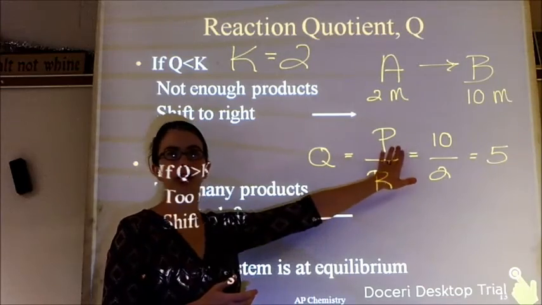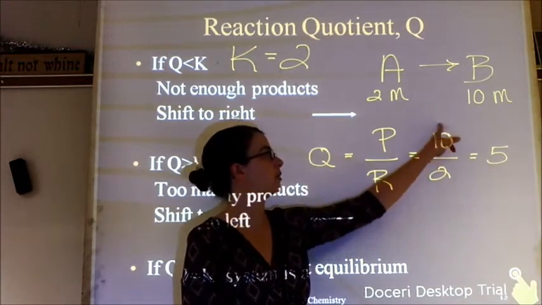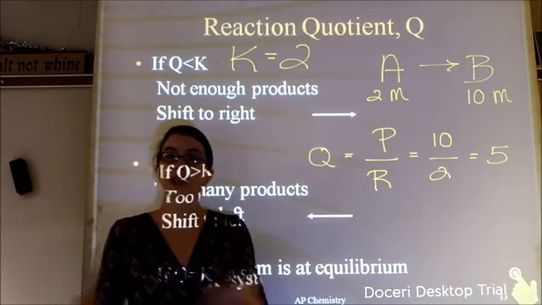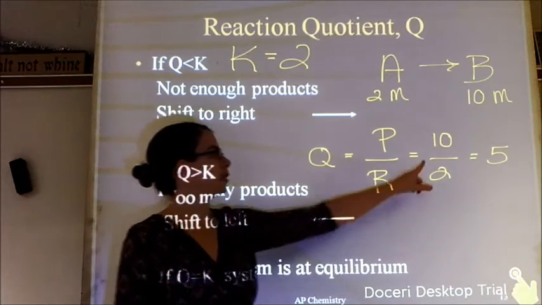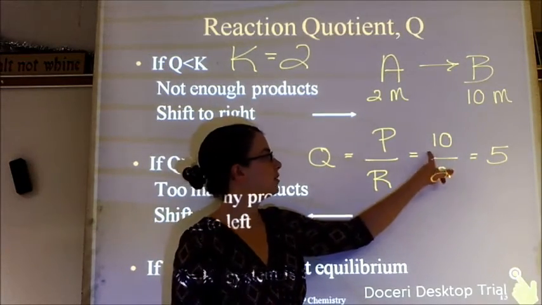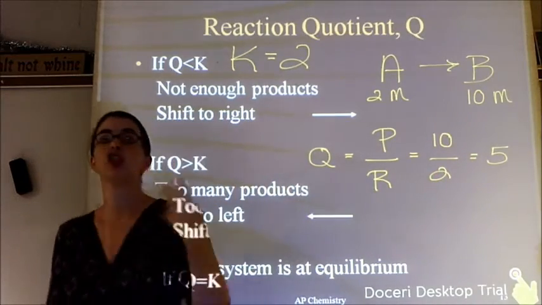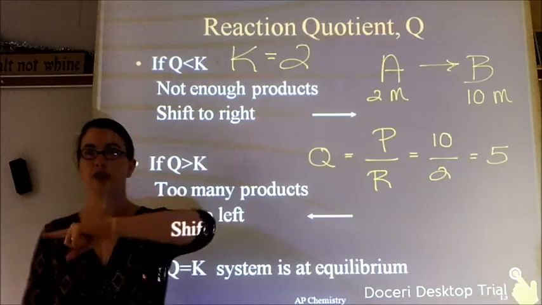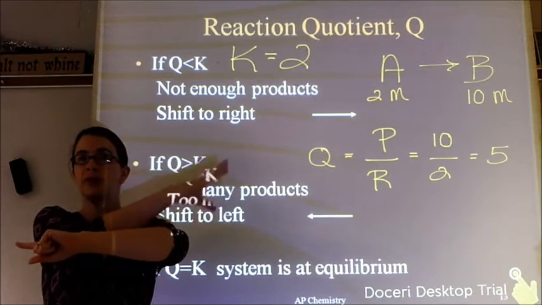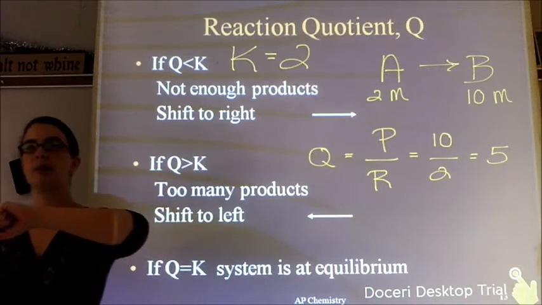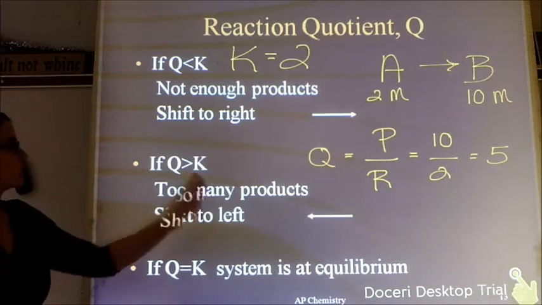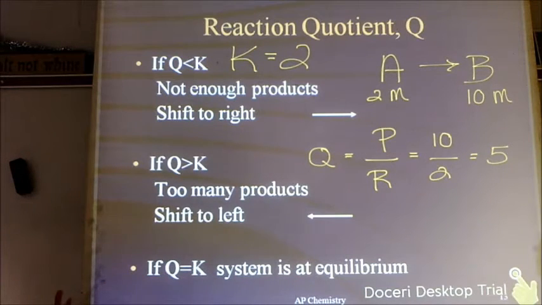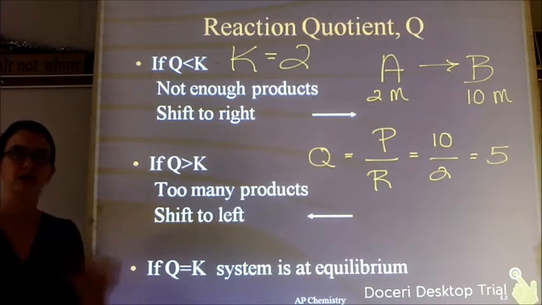Think about just the numerator again. If this number is too large, that means my numerator is too large. You could also say your denominator is too small. It doesn't really matter how you think of it, but just focus on the numerator if that's easier. This number is too big. I have too much product. I need to get rid of some of it. How do you do that? By shifting this way. Use up some of this product to create more reactant. So in that situation, you would shift to the left. You could also say shift in the reverse direction, or shift toward reactants. It's all saying the same thing.